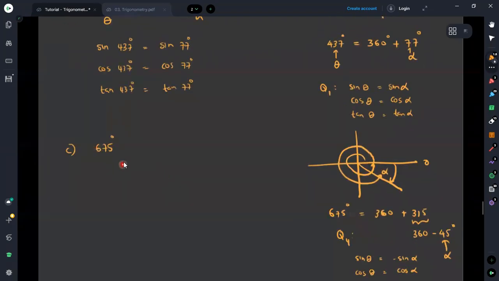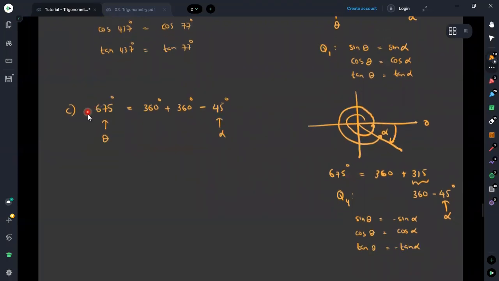Therefore, instead of 675, we can say it is 360 degrees plus 360, altogether two rounds. But here we have to subtract 45 degrees, since this is what we are considering as alpha. Here this would be the angle theta. Therefore, instead of taking the 675 degrees obtuse angle, we can consider minus 45 as the associate acute angle.